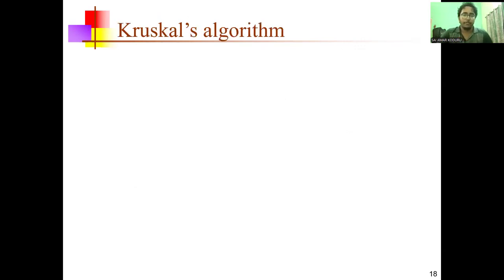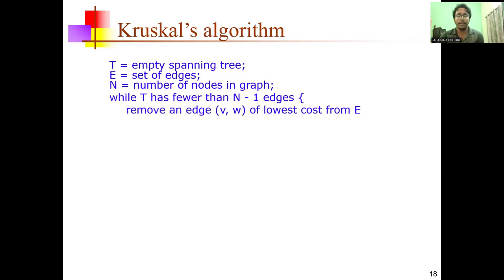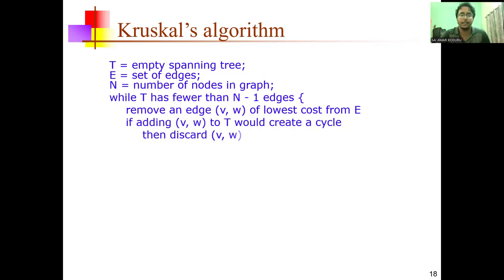Okay, enough of Prim's algorithm. Now let's discuss Kruskal's algorithm in detail. Let T be an empty spanning tree, E be the set of edges, and N be the number of nodes in a graph. While T has fewer than N minus 1 edges, we remove an edge of lowest cost from E. If adding the edge to T would create a cycle, then discard V comma W. Else add V comma W to T, which is edge values.